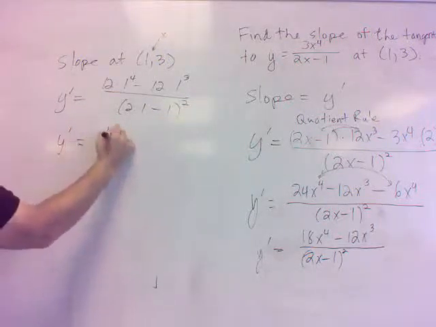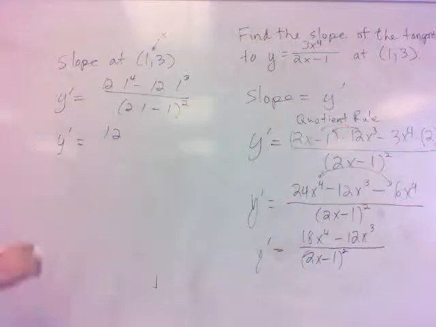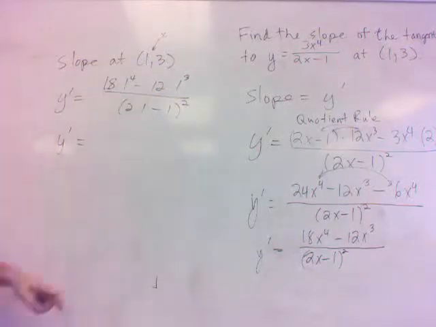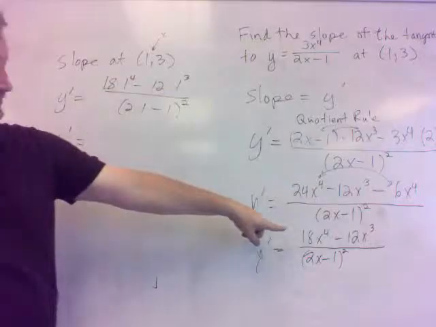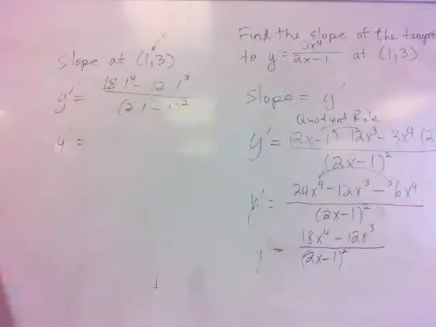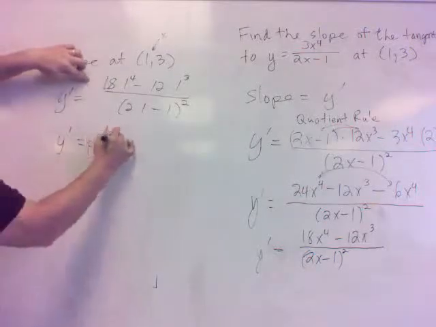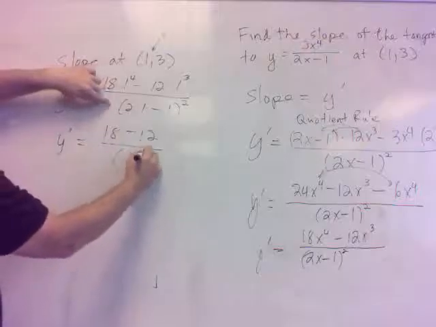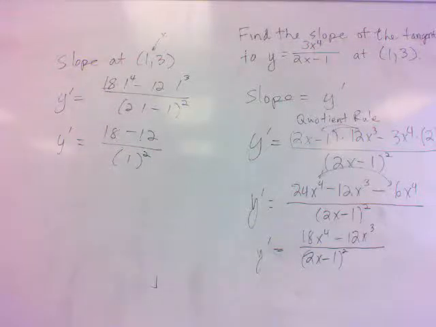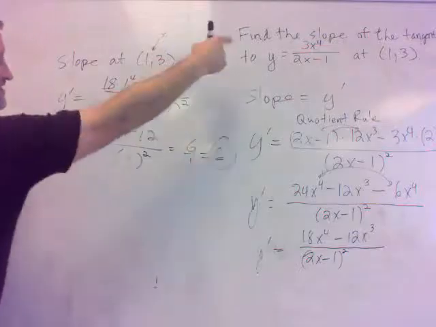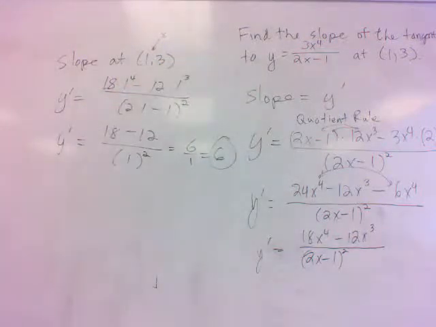So it'll be 12. Whoops, that's supposed to be 18, isn't it? 18 times 1 to the 4th. I don't know where I got 12. I guess I looked over there. So it's 18 times 1 to the 4th minus 12 times 1 to the 3rd. So it'll be 18 minus 12 over 2 minus 1. Oh, that's even really nice. Over 1 squared. It's 6 over 1, which is 6. Slope of the tangent at 1, 3, 6.